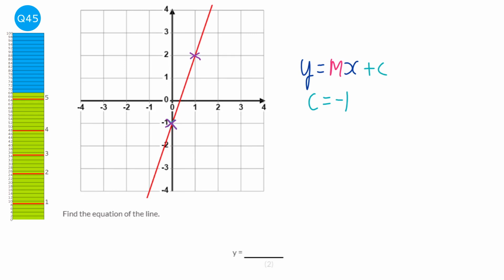Gradient is slightly harder. What we have to do for the gradient is find two coordinates that we know. I'm going to use the same coordinate as I've just found out from the y-intercept, and preferably we want them next to each other, so this one here is a nice one. And the gradient is basically for every 1 we go to the right, how far up we go. And we can see here that we've gone 3 up. So the gradient therefore is 3. And so writing that all out in the equation, it's going to be 3x minus 1.